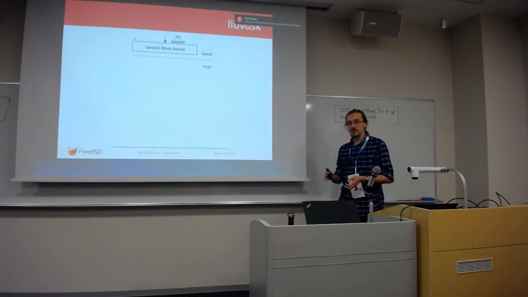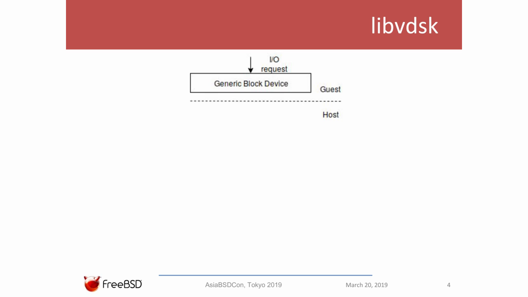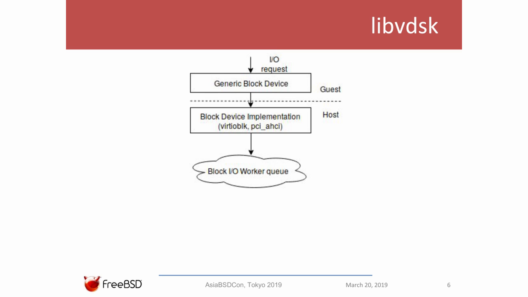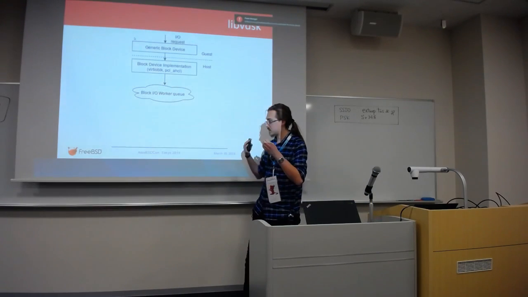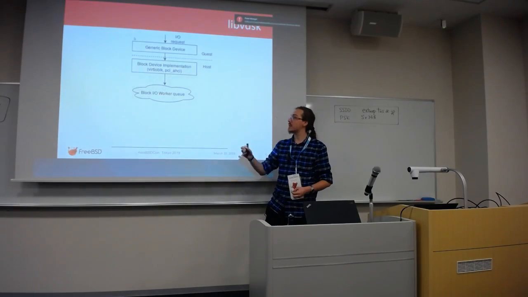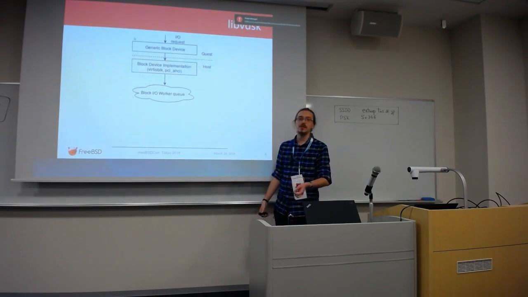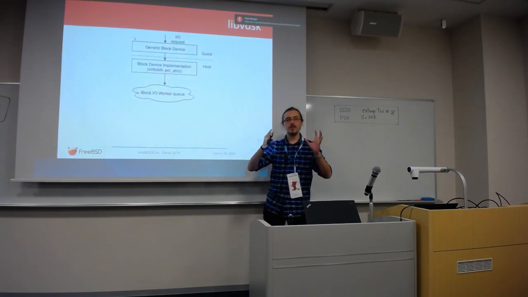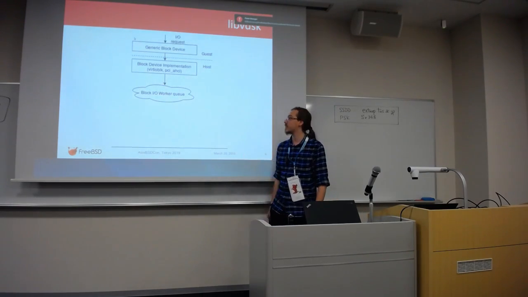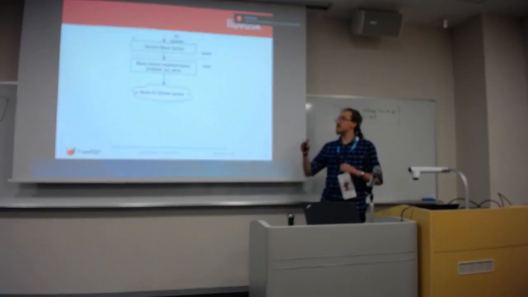Let's see how libvdsk works. Say we have a system call that is an IO request, for example, an open. This goes from the generic block file in the guest to the block device implementation, and from there it is sent to the block interface in a queue for the device. A worker thread gets it out of the queue and processes it. If it's a read, it does a read from the image file. If it's a write, it writes in the image file. The problem is that this is a very limited approach.